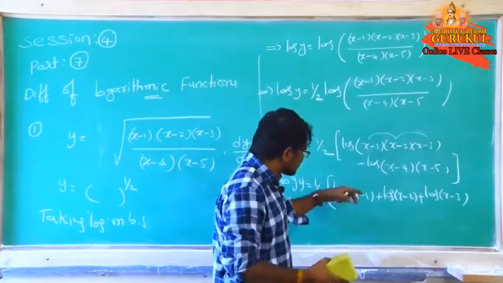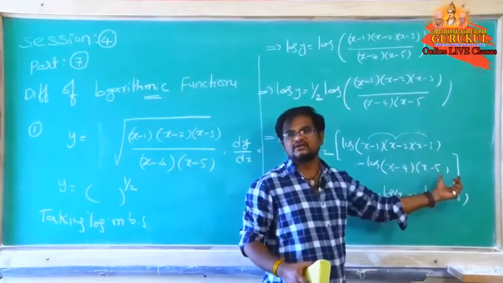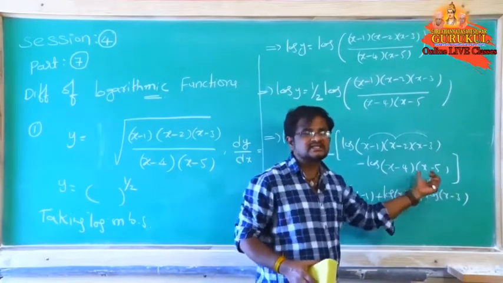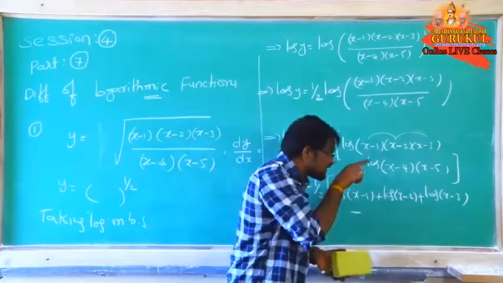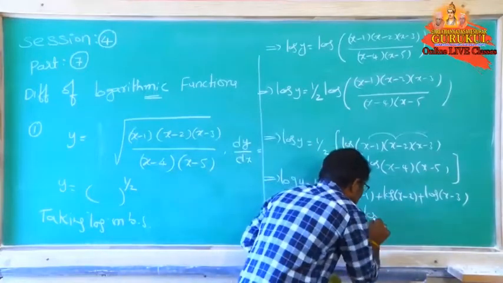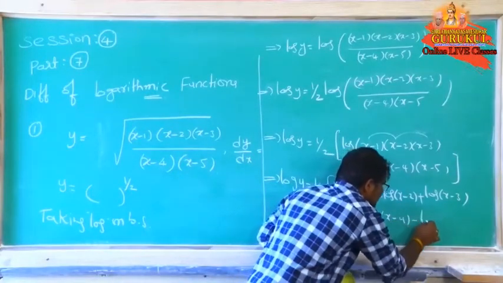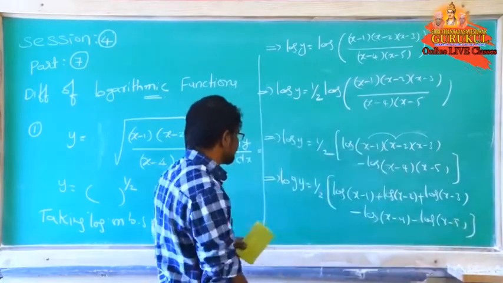And after that minus, here what is there? Again log a into b. What we have to do? Log a plus log b. But before this term, what is there? Minus. That minus multiplies both the terms. So that's why log of x minus 4 minus log of x minus 5. Now this is our simplification.